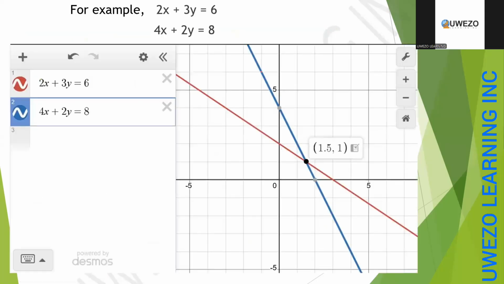For example, if you have two equations, 2x plus 3y equals 6, and 4x plus 2y equals 8. When we graph these equations, we see a common point of intersection, which would satisfy both the equations. If you look at the ratios here, 2 over 4 is not equal to 3 over 2.